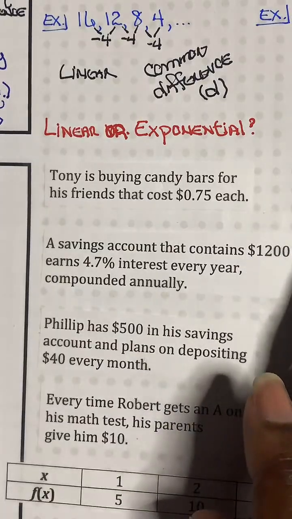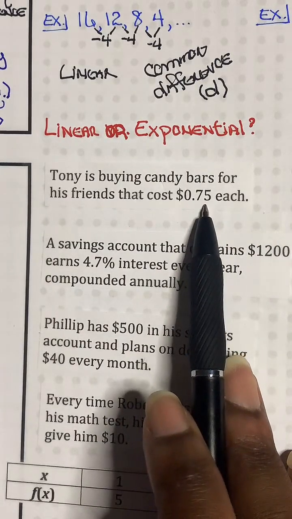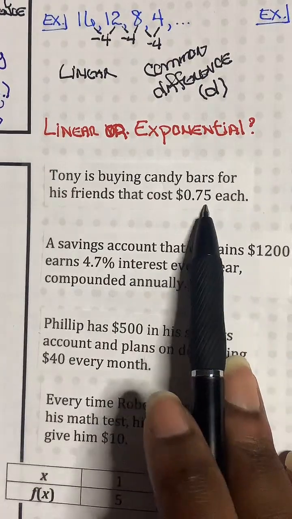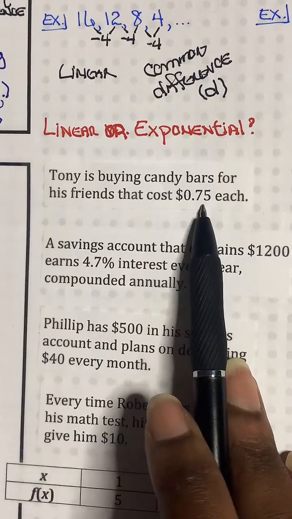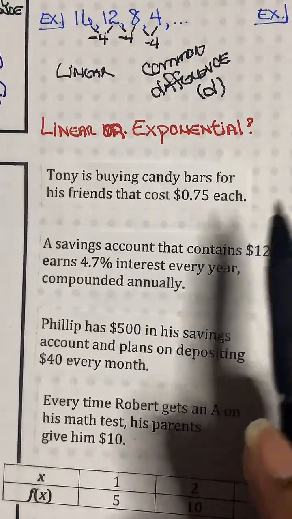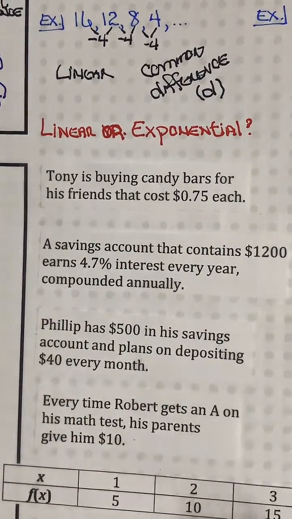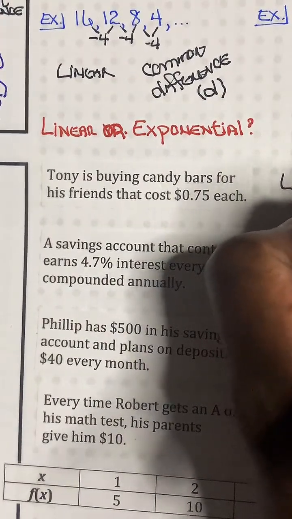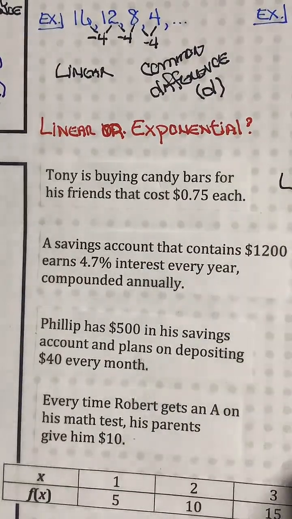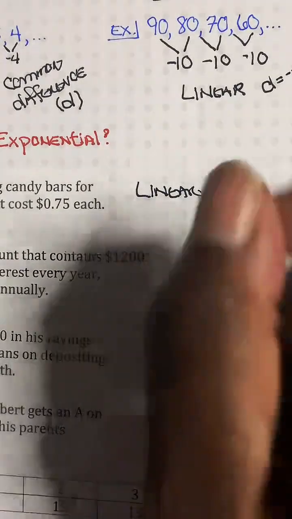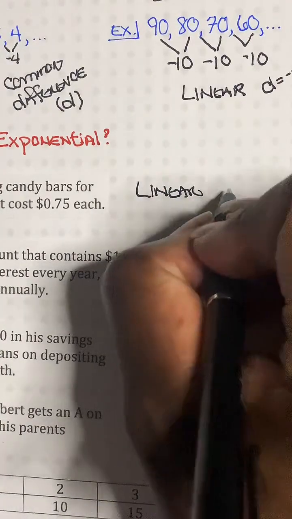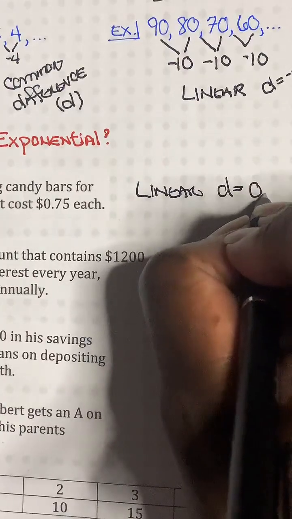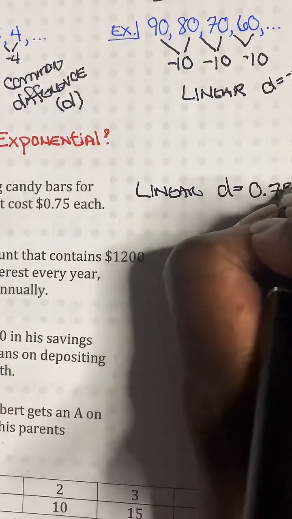Now think about it. For each friend, the cost is going to be constant. I got one friend that's 75 cents, and then I'm adding another 75 cents for each friend. So that is our linear function because it's increasing at a constant rate. And since it's increasing at a constant rate, this is going to be our common difference, which is the 75 cents.